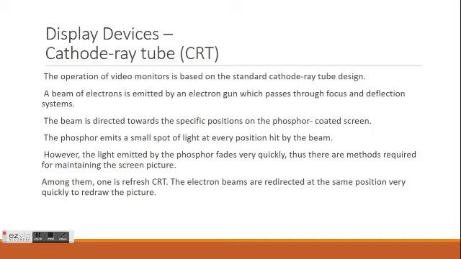In a cathode ray tube, a beam of electrons is emitted by an electron gun, which passes through focus and deflection systems. This beam gets directed towards the phosphor-coated screen and spots of light are emitted at collision positions. This light fades away very quickly, so to maintain the image, various methods are used, like refresh CRT, where beams are redirected very quickly to redraw the picture.